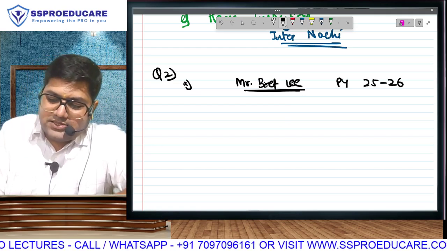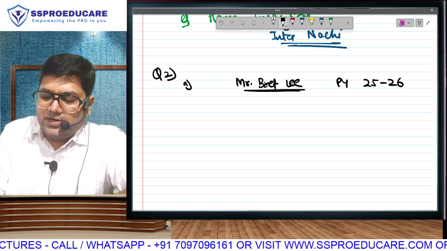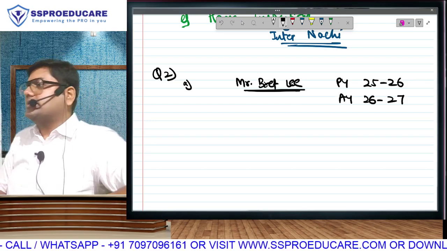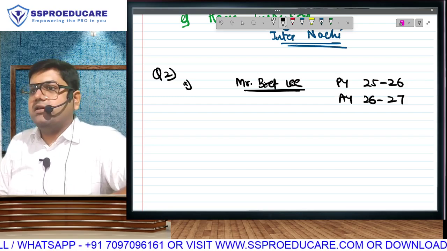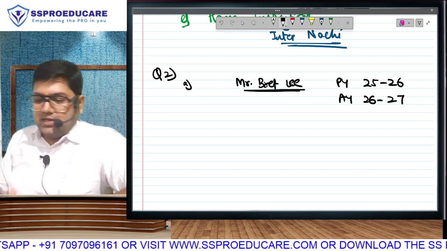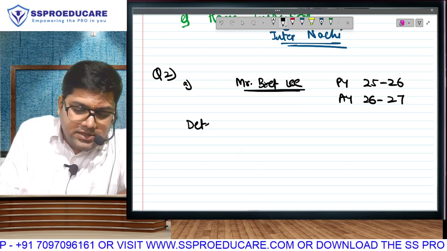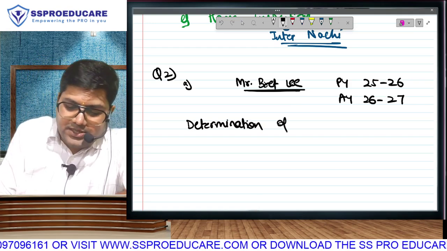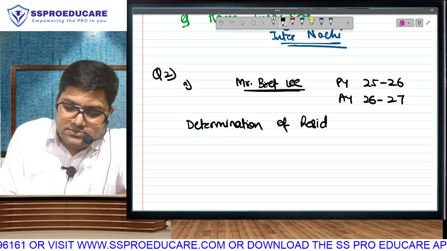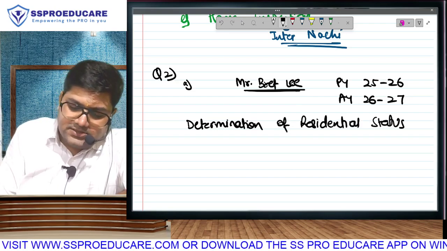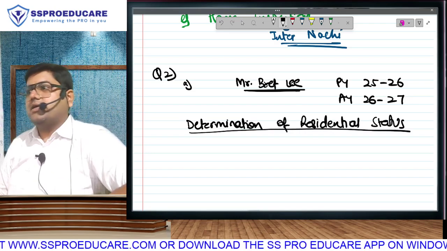To show your presentation better than others, also write this. Previous year 25-26, assessment year 26-27, and whatever they are asking will be your heading. What are they asking? Determine. So same thing will be our heading. Determination of residential status. Are you understanding?